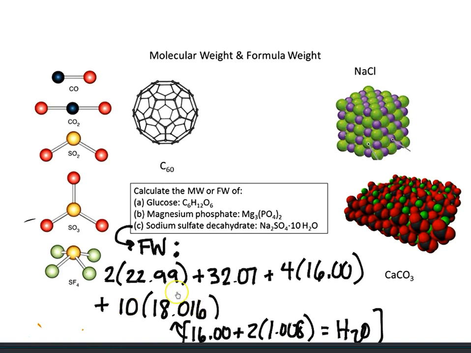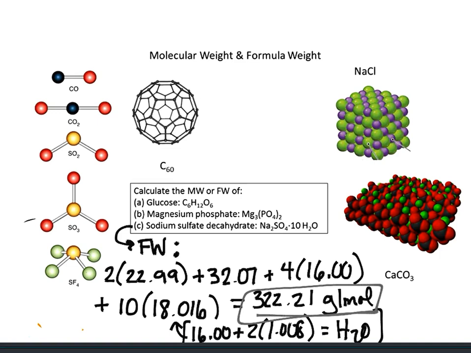So we're going to do 10 times the molecular weight of water, which I obtained this way: 16 is oxygen plus 2 times hydrogen is water's molecular weight. I'm going to add all that up, and that gives me 322.21 grams per mole, which is the answer here.